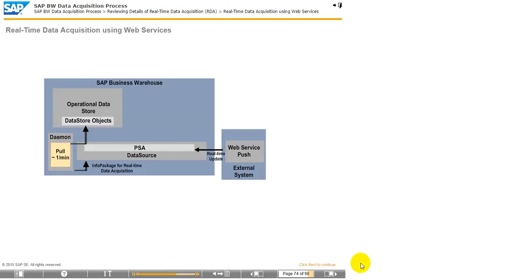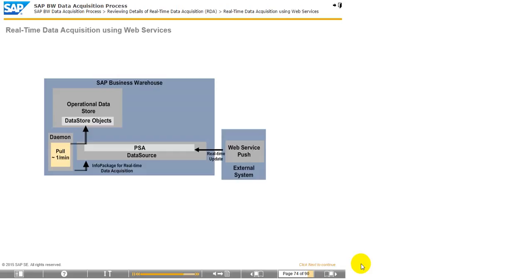The data is not automatically written to the delta queue. With generic extractors or extractors that transfer data synchronously from SAP BW to the SAPI on request, the daemon calls the extractor and the extractor writes the data to the delta queue. The data is transferred to SAP BW directly from the delta queue.